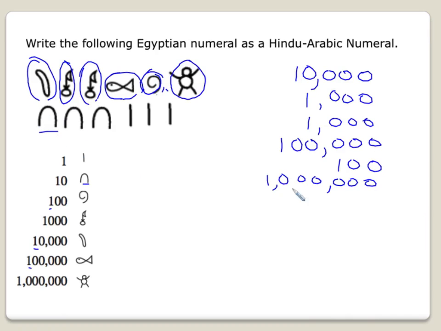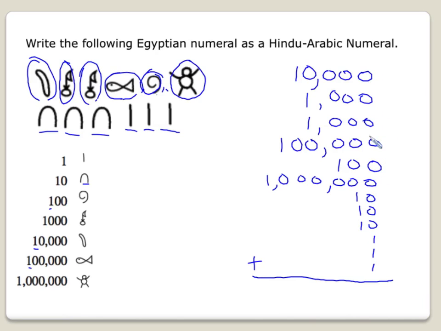Here we have a heel bone, and that's going to be worth 10. Here another heel bone, so another 10. Another heel bone, so another 10. Vertical staff is worth 1. Another 1. And another 1. And so our answer is just going to be the sum of all the numerals.